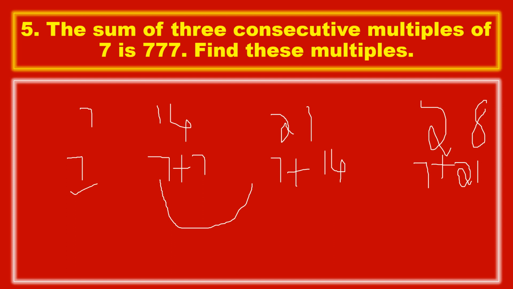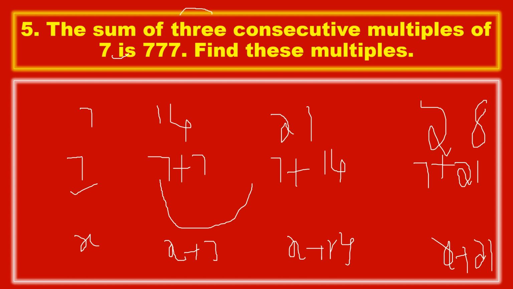Now here I know that it is 7. If I don't know the first value, here 3 consecutive multiples of 7. But if I take the first multiple, I am not getting the addition as 777, right? So let me take the first value as x. 7 is my x. So I'll get x, x plus 7, next x plus 14, next x plus 21. So these are my multiples of 7.